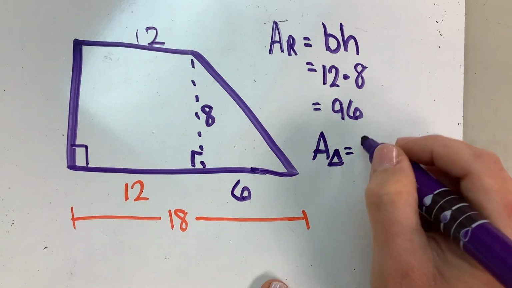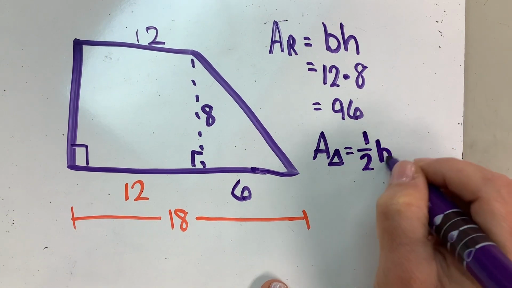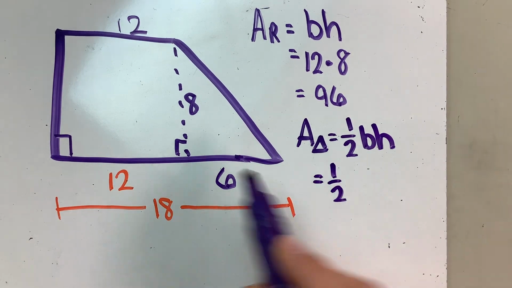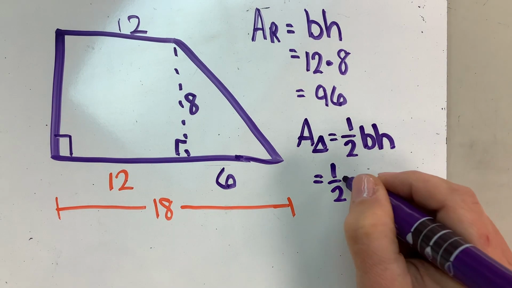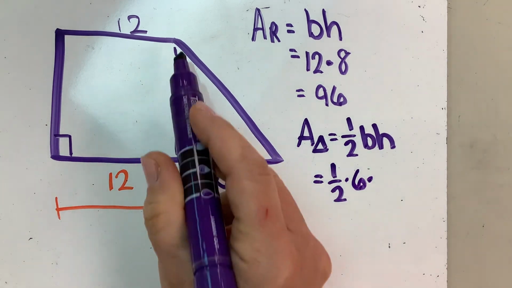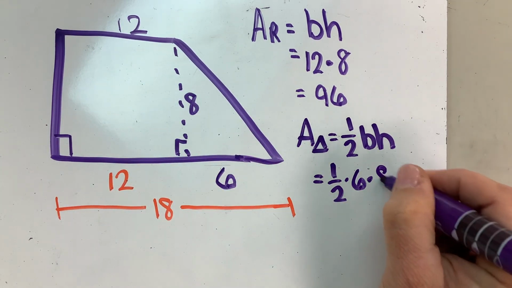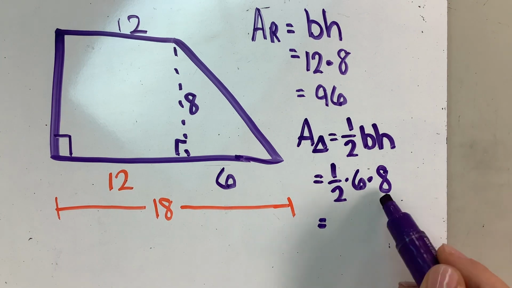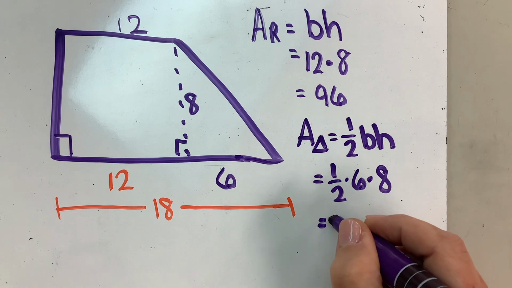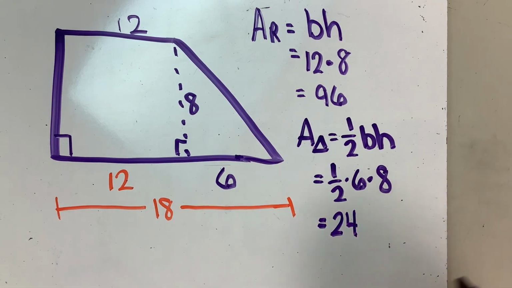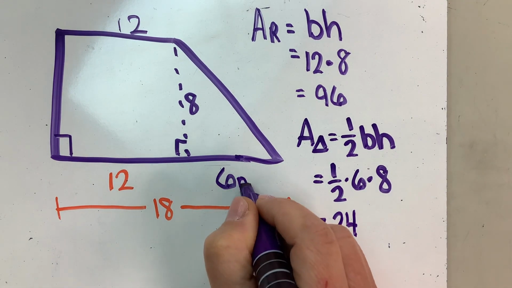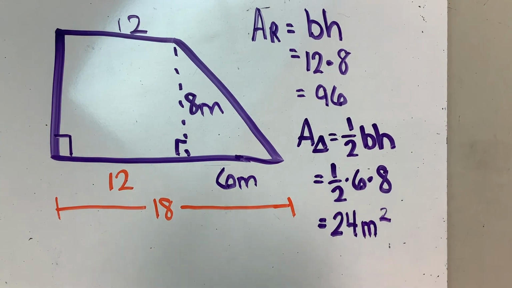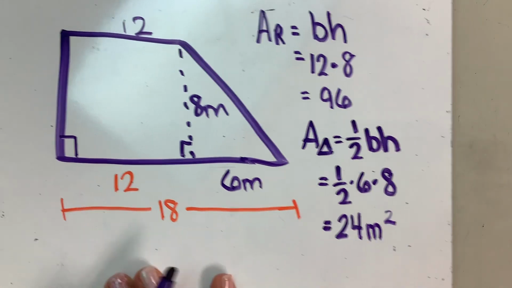We know the formula for a triangle is 1/2 base times height. So that means 1/2. Now the base here is 6, and the height is 8. I would prefer to take half of 8, which is 4. 4 times 6 is 24. But again, students can do it any way that they choose. They do just have to make sure that they write the units. So this is one method of solving this trapezoid problem.